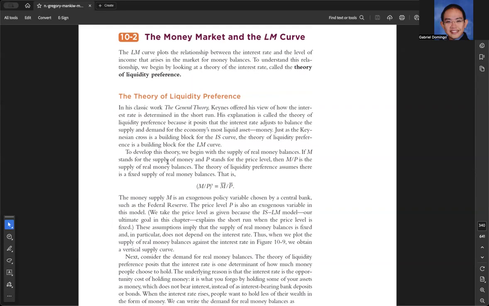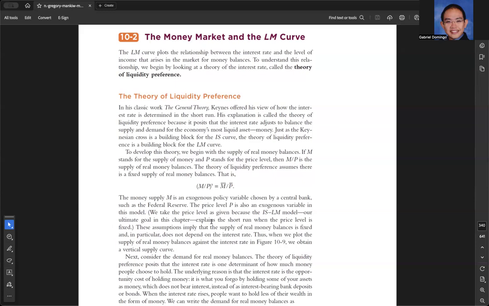To develop this theory, we begin with the supply of real money balances. First, as in all demand and supply models, you think about the supply curve, and then the demand curve. So here's the supply curve, (M/P)^S, the supply of real money balances. And here it's going to be super easy. These are just exogenous numbers, M bar over P bar. M is an exogenous policy variable chosen by the central bank. The price level P is also exogenous in this model, and it's fixed as well.